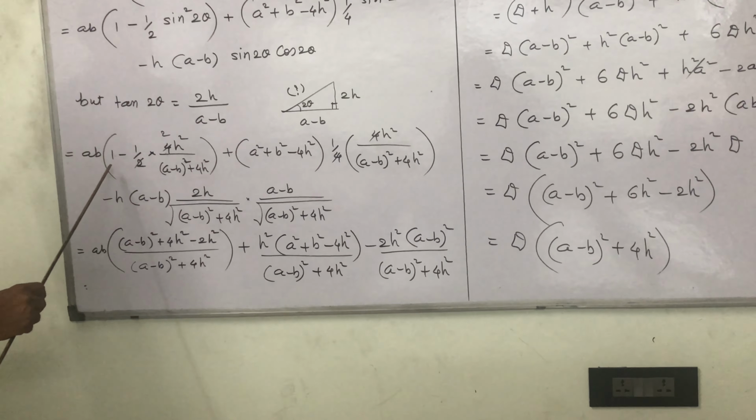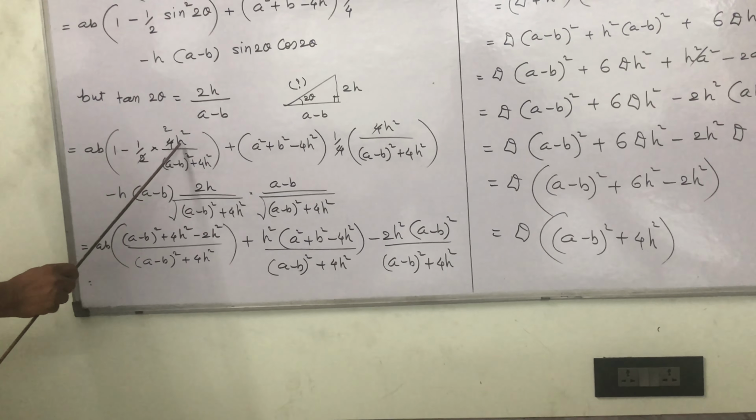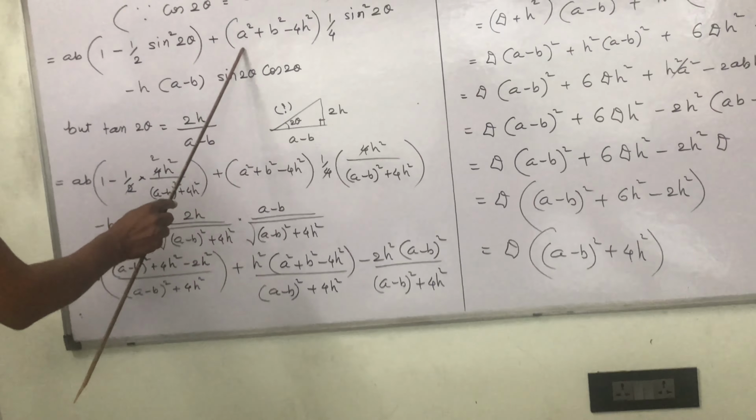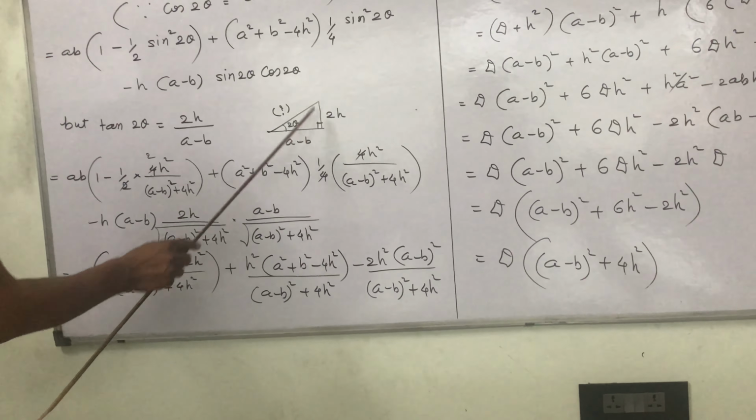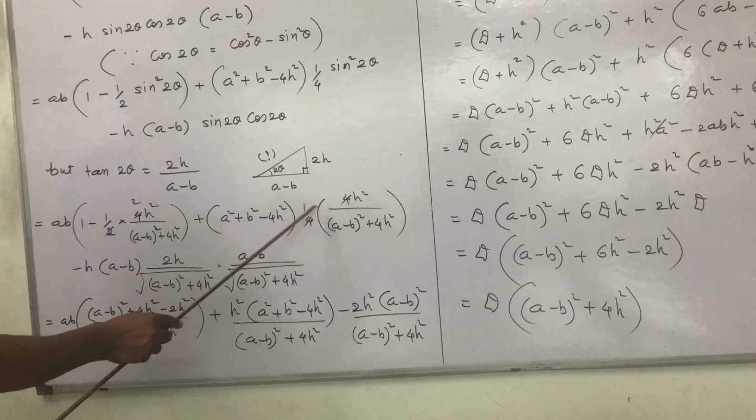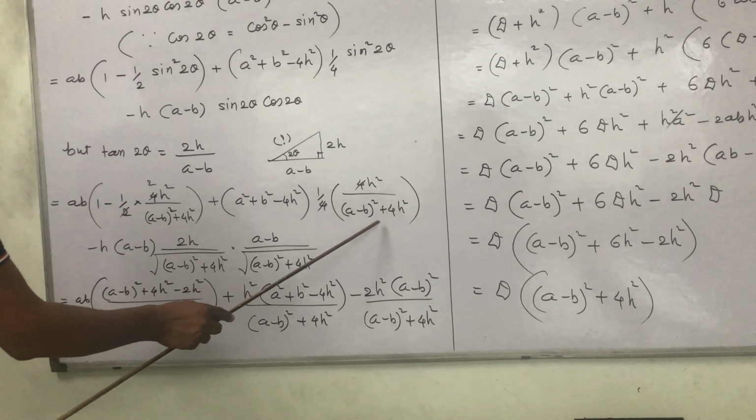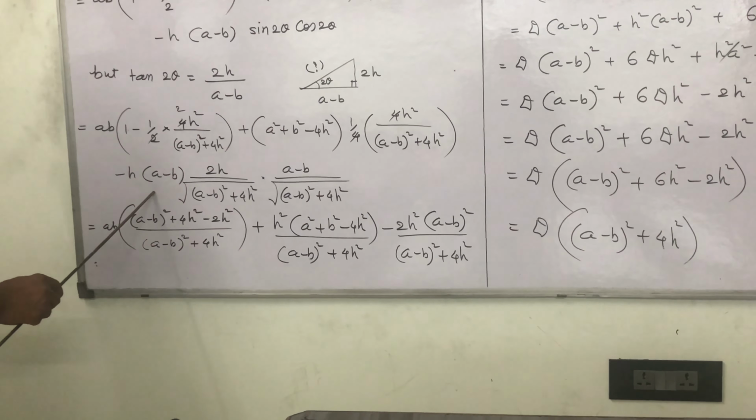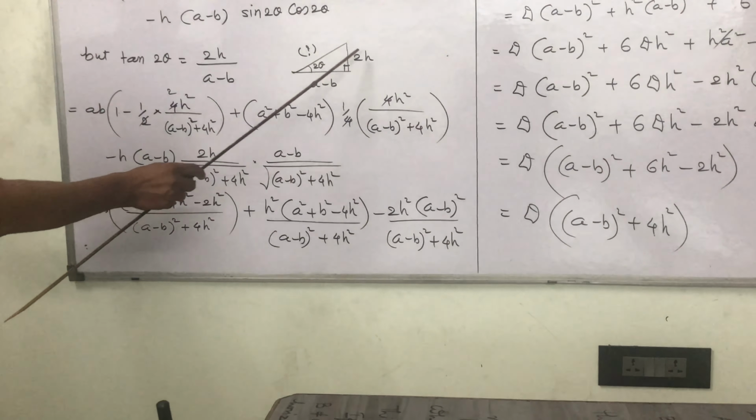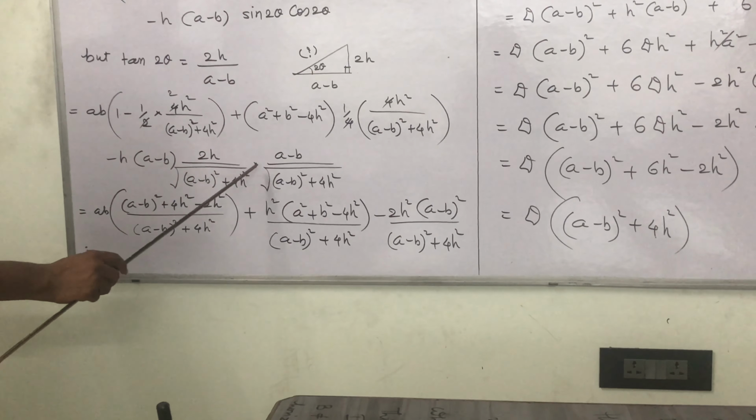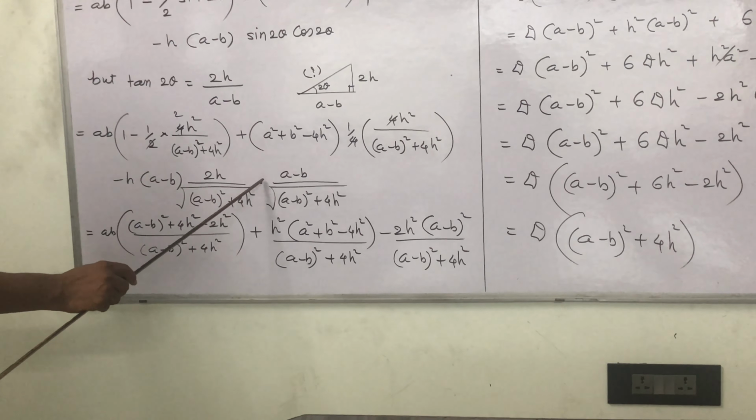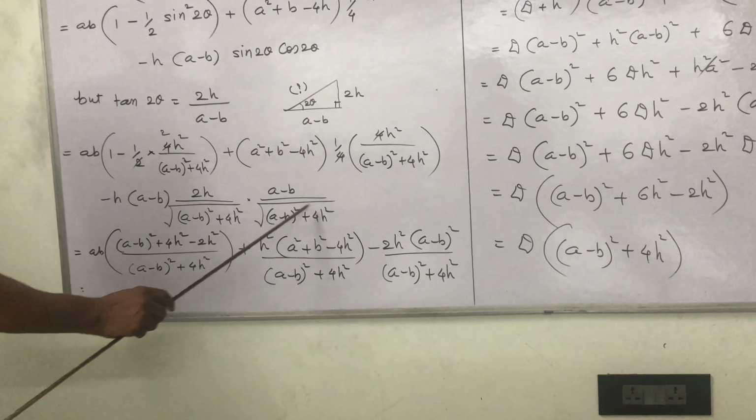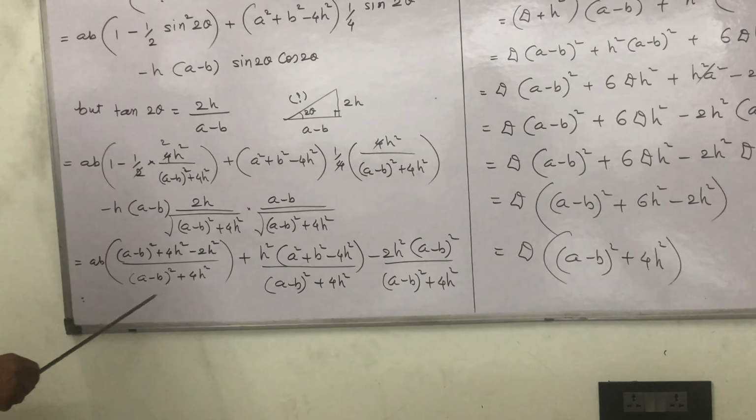But here the square is there. So 1 minus half into 4h square upon a minus b whole square plus 4h square, plus a square plus b square minus 4h square as it is, 1 by 4 sin square 2 theta, the same term here, 4h square upon a minus b whole square plus 4h square, minus h into a minus b. Sin 2 theta is 2h upon the hypotenuse, which is the root of a minus b whole square plus 4h square, into cos 2 theta is the adjacent side upon the hypotenuse, so a minus b upon the root of a minus b whole square plus 4h square.